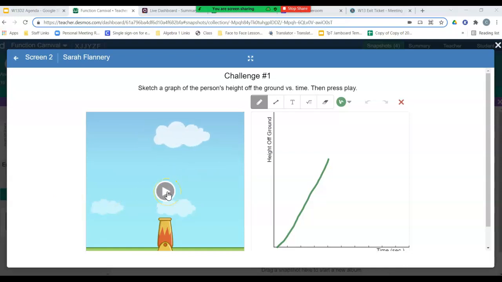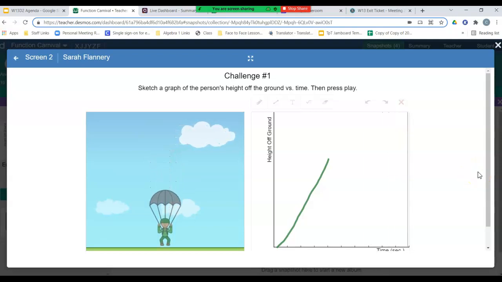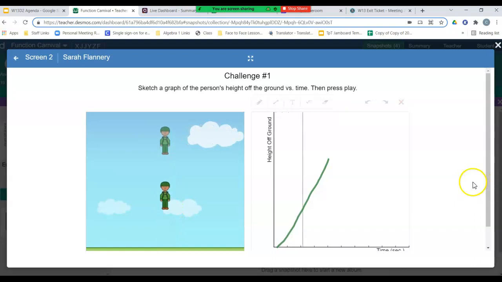Should we see what happens? Whee, no parachute. So remember, this is the guy. Oh, where'd he go? Remember, the dark one is the, should we watch it again? He was raptured.